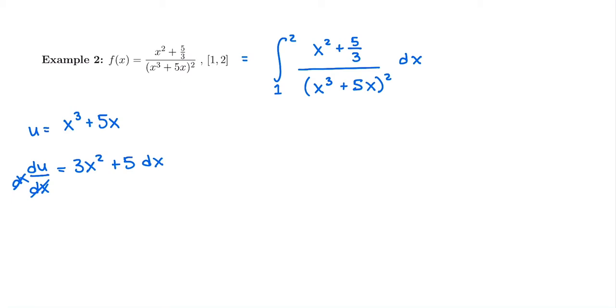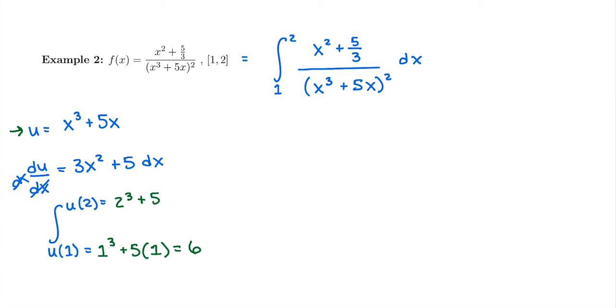And then last thing we need to do before we do our substitution is to change our bounds. In terms of x, we were going from 1 to 2. So we're going to figure out what is u when x is 1 and what is u when x is 2, and we'll find that by plugging into u here. So u is going to be 1 cubed plus 5 times 1, which will give us 6, and then 2 cubed plus 5 times 2, which will give us 18.